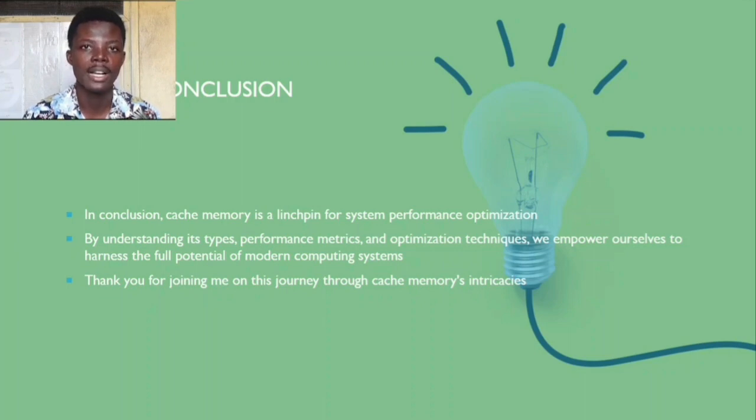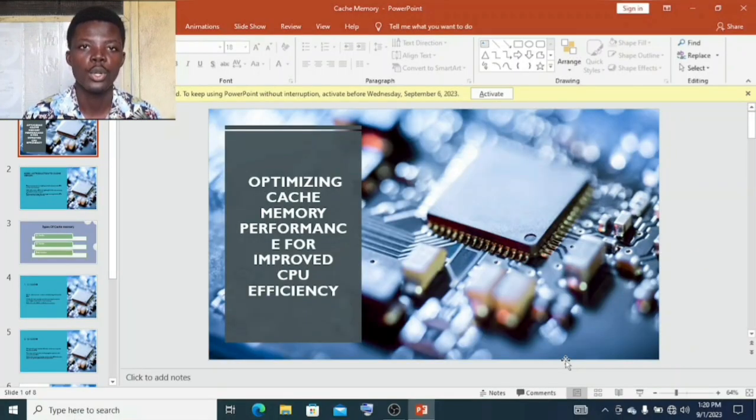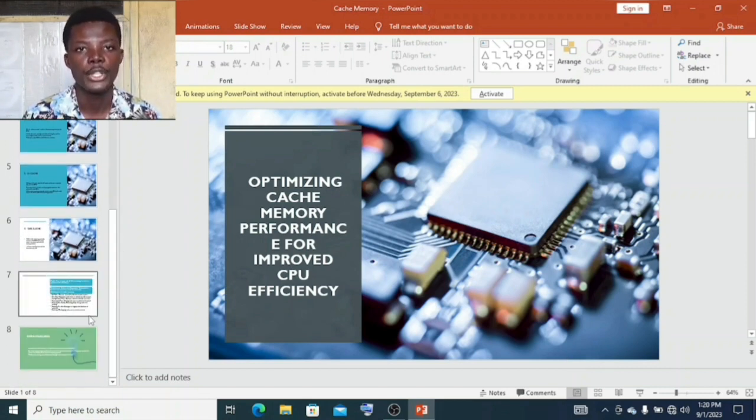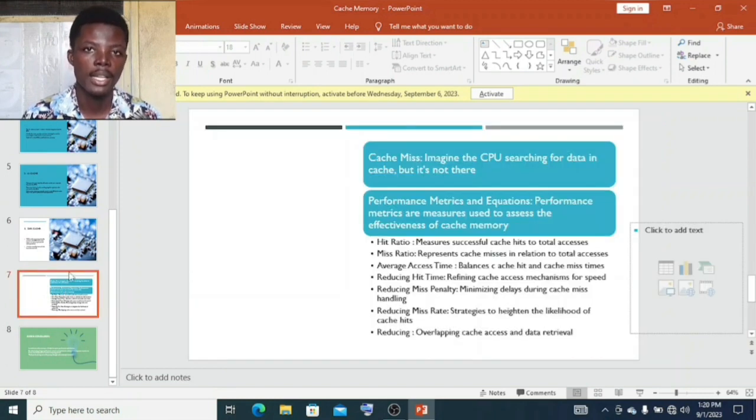Techniques to improve cache performance. 1. Reducing hit time. This is refining cache access mechanisms for speed. 2. Reducing miss penalty. This is minimizing delays during cache miss handling. 3. Reducing miss rate. This strategizes to heighten the likelihood of cache hits. 4. Reducing miss rate times miss penalty. This is overlapping cache access and data retrieval.